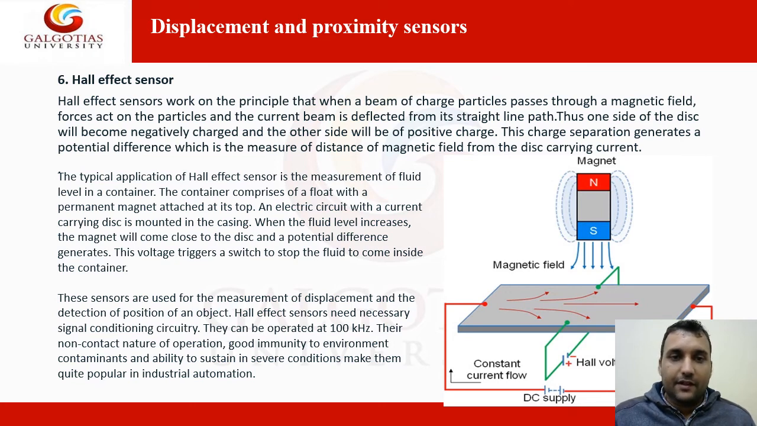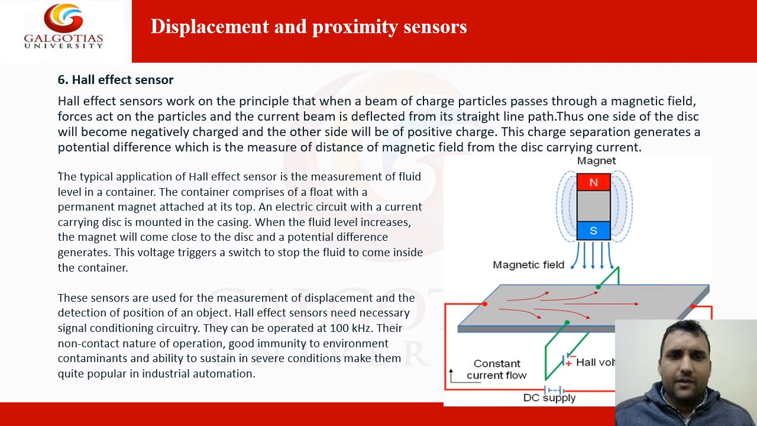This charge separation generates a potential difference, which is a measure of the distance of the magnetic field from the disk carrying the current. The typical application of Hall effect sensors is the measurement of fluid level in a container. The container comprises a float with a permanent magnet attached on top. A disk carrying an electric current is mounted in the casing. When the fluid level increases, the magnet comes close to the disk and a potential difference is generated. This voltage triggers a switch to stop the fluid when it comes too close to the top of the container.